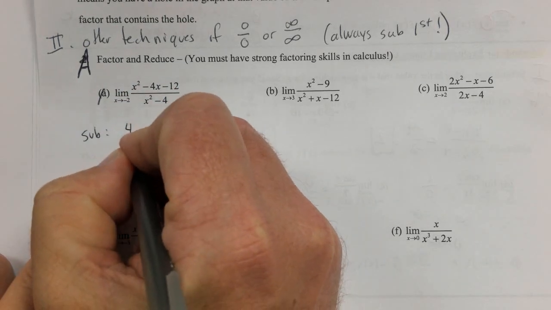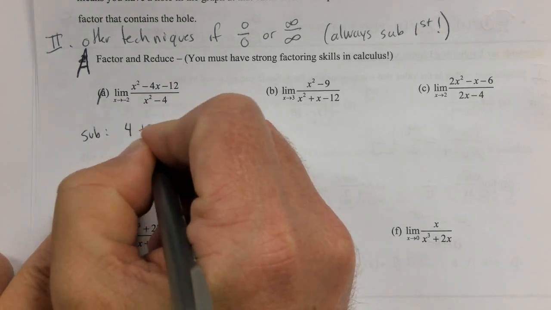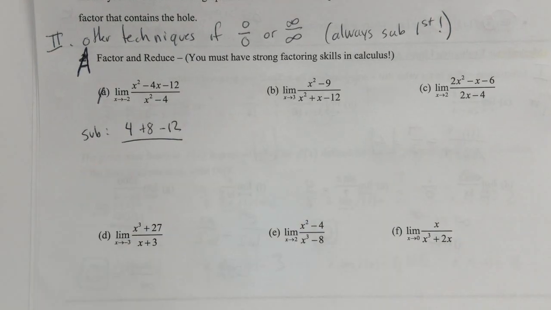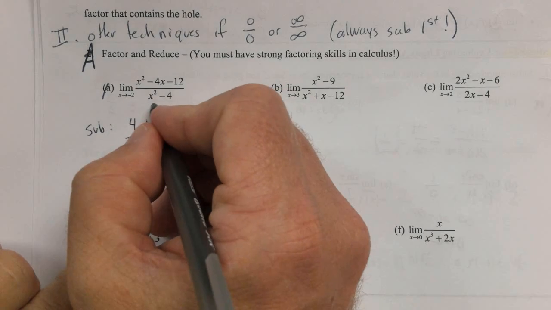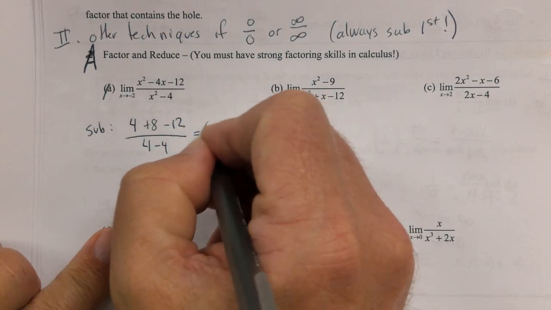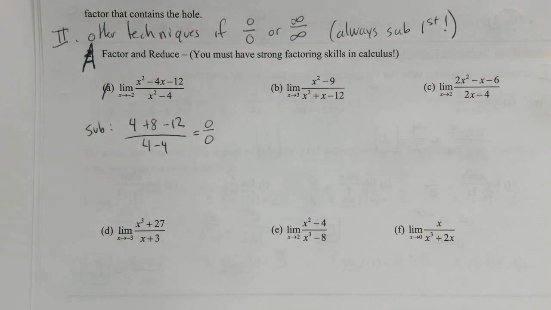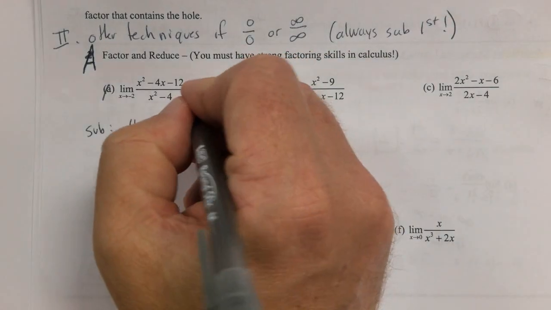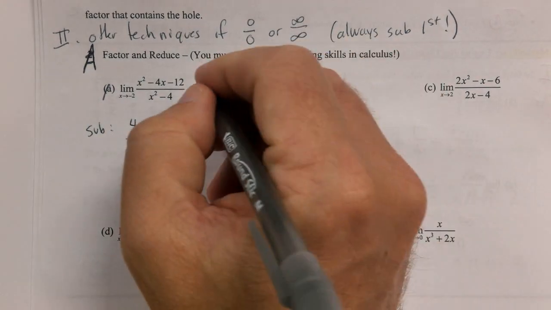So that would be 4 plus 8 minus 12, if I plug in -2. And then in the bottom, square of -2 is 4, 4 minus 4. Alright, sure enough, I get 0 over 0. Which I knew was going to happen because it's in this section, but we're supposed to always do that first in case we get a nice answer. Okay, so let's back up and factor this thing.